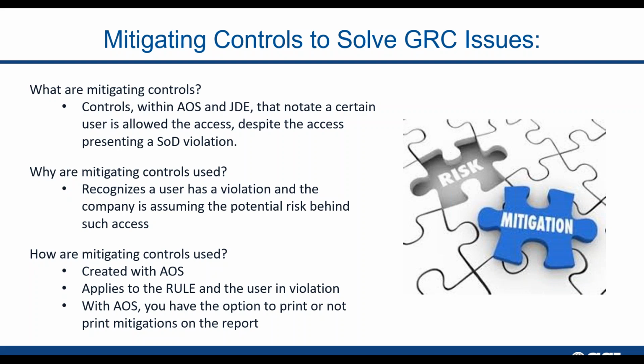So you can apply it to the rule and the user in violation. And with AOS, you have the option, which is pretty neat, and I can't remember if I touched on this, to print the mitigations on the report or not. So you can assume that if the mitigation is entered and the user's not showing up, then we've assumed the risk. It will also cut down on the size of the data that comes out on your reports. So it is a nice feature, but the majority of the time they want to see the mitigations too. They want to make sure that the mitigations are there and they want to know who has been mitigated. But it's a great tool and certainly one that is needed. Go ahead, Brooke.